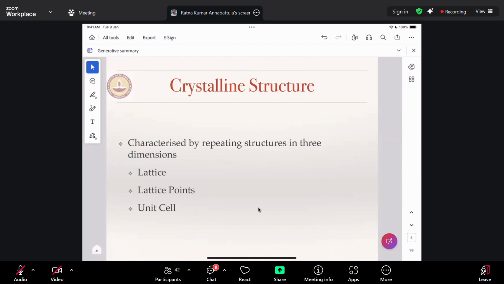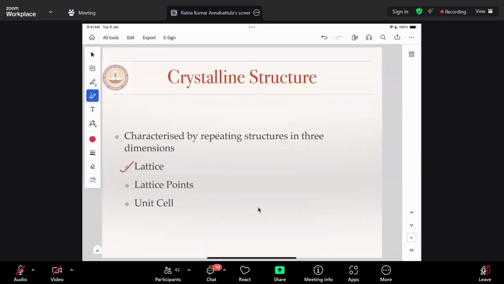So typically the crystal structures or crystalline materials are characterized by repeating structures in 3D. In 3 dimensions, the same structure should repeat. So before we understand the meaning of repetition in 3D, we should understand these 3 terms called lattice, lattice points, and unit cells. These are the 3 terms that we should understand to be able to make sense of a crystalline structure.